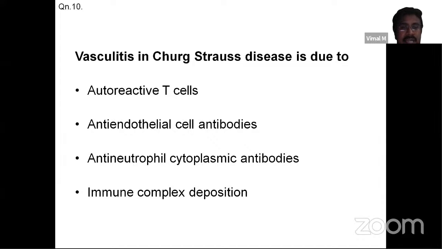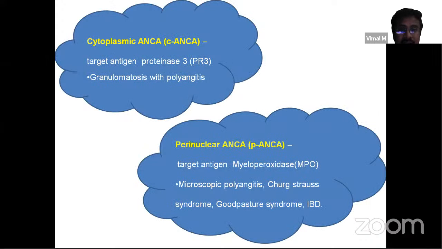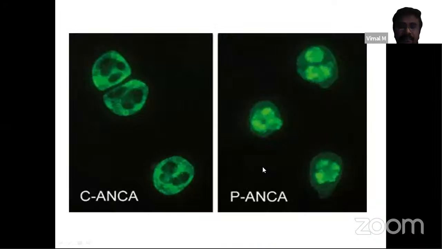Now moving on to the next question. Vasculitis in Churg-Strauss syndrome is due to anti-neutrophilic cytoplasmic antibodies. Yes, you know this, no? Which ANCA will be seen? In Churg-Strauss syndrome, you will be getting P ANCA.